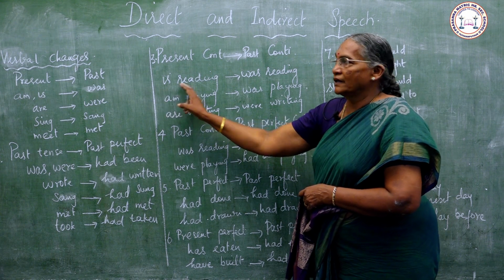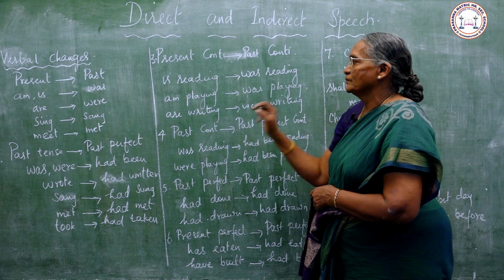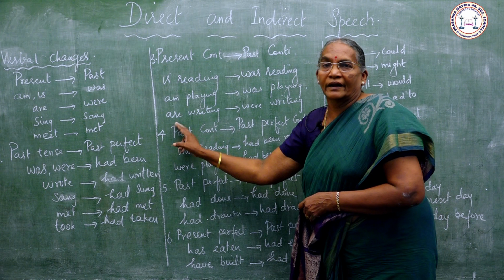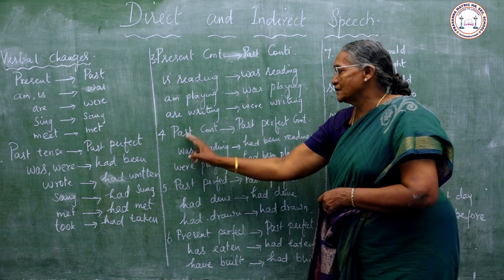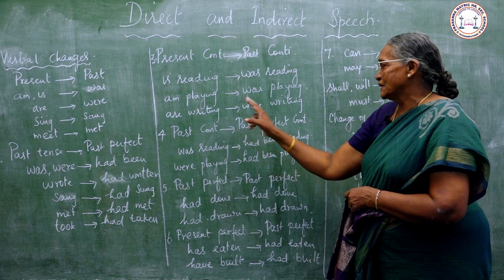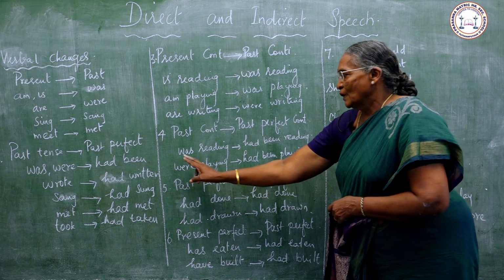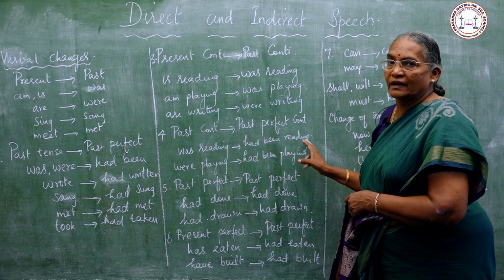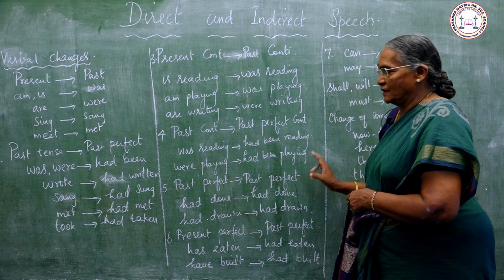Example, is reading changes into was reading. Am playing, was playing. Are writing, were writing. Next, past continuous tenses will change into past perfect continuous. Was reading changes into had been reading. Were playing, had been playing.